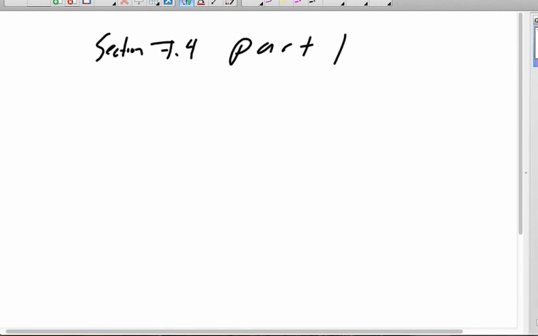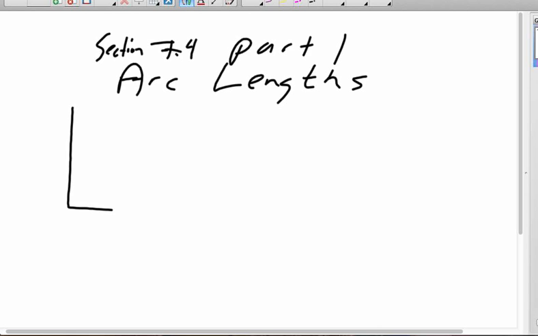Okay, this is section 7.4. This is part 1, and we're going to talk about arc lengths. This is going to be sort of related to what we have been doing. Again, we're going to be doing the slice and dice type of techniques. Let's take a look at a typical type of problem where we're going to approach this with calculus.